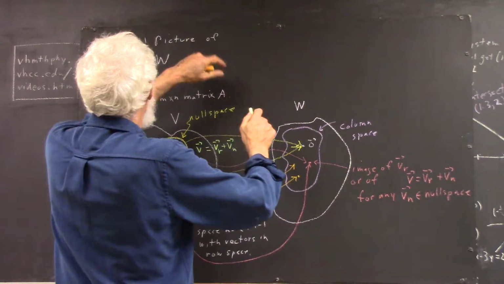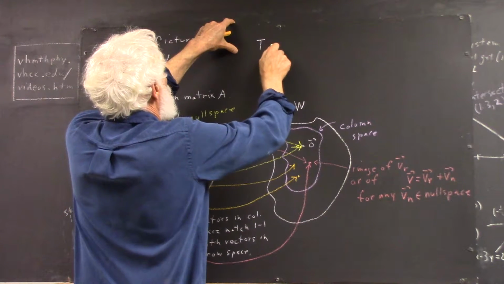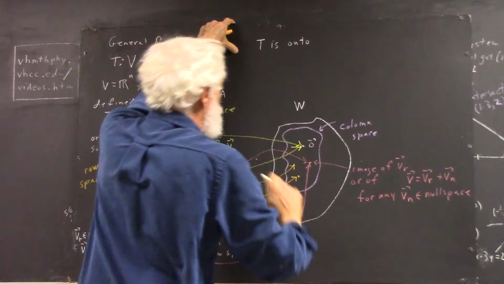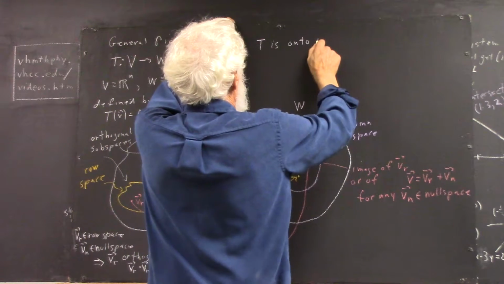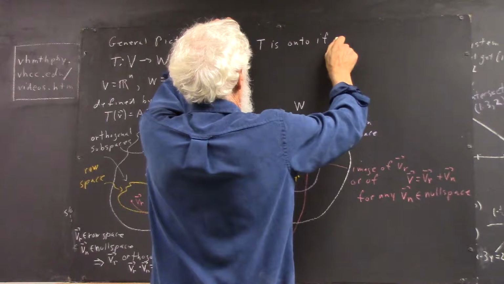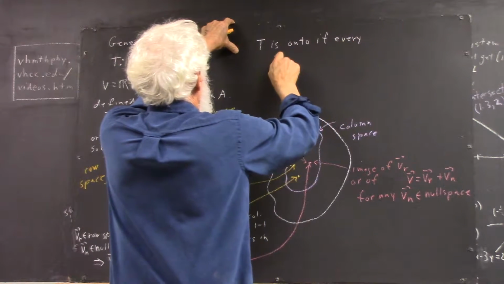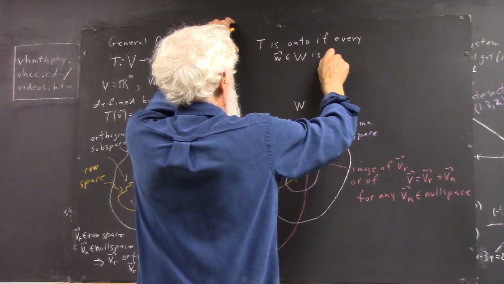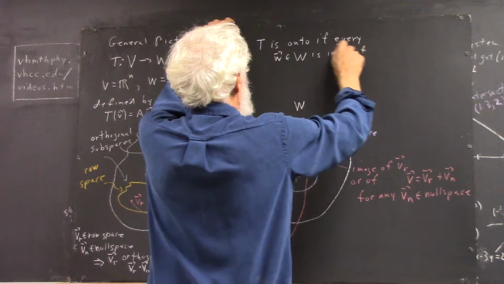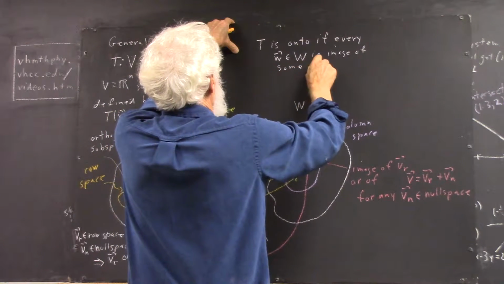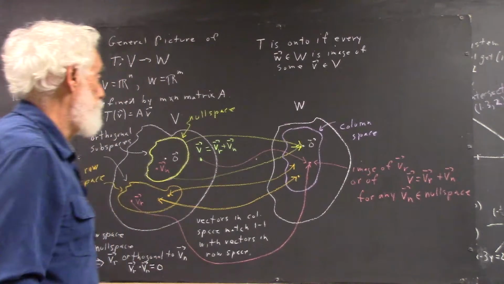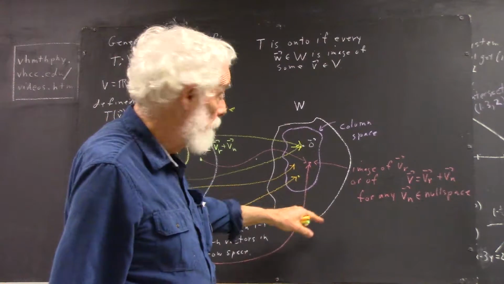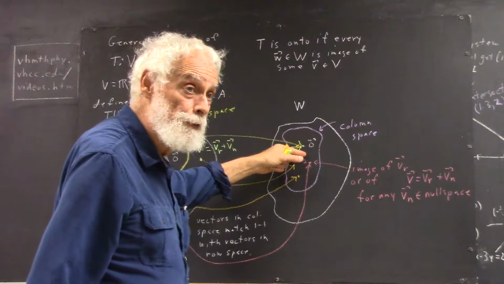Now, going to say that a transformation T is onto if every vector W in the space W is the image of some V in the vector space V. Meaning that there's nothing in W outside the column space, because the column space consists of all the vectors that you get when you map V into W.